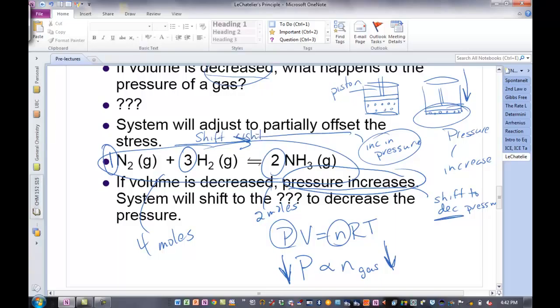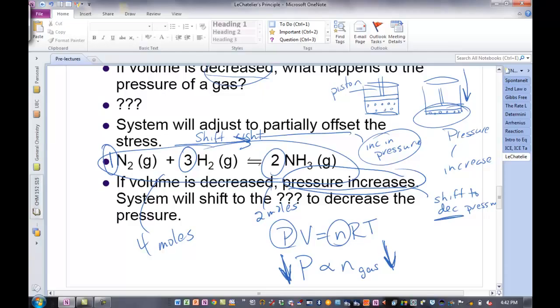I'm sorry this is kind of a mess, but these are kind of tricky because there's a lot of stuff going on here. Decreased volume increases pressure, thereby the system will decrease pressure by shifting to the side with fewer moles of gas. Decrease P, decrease n.